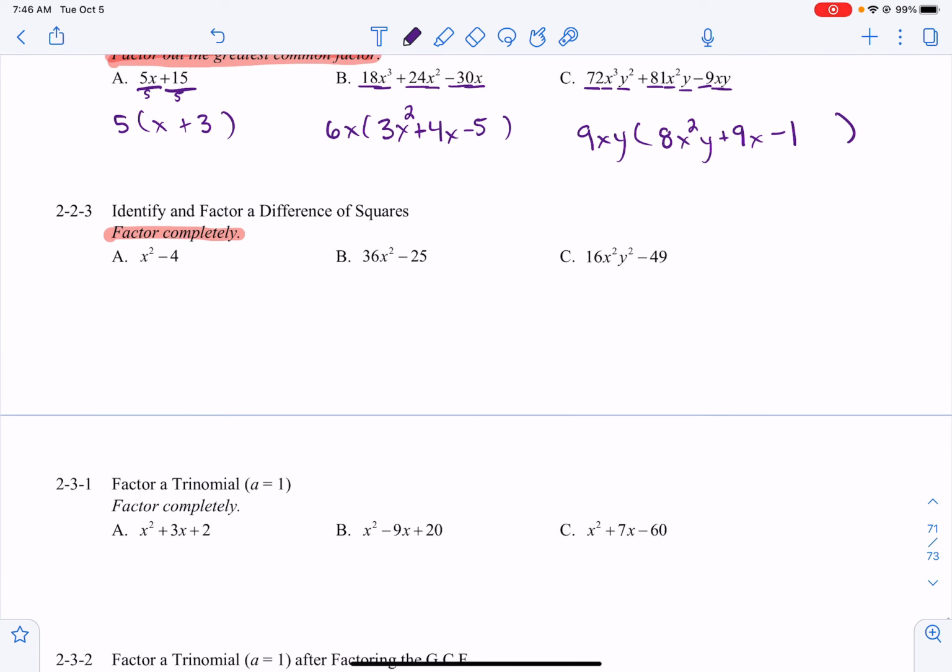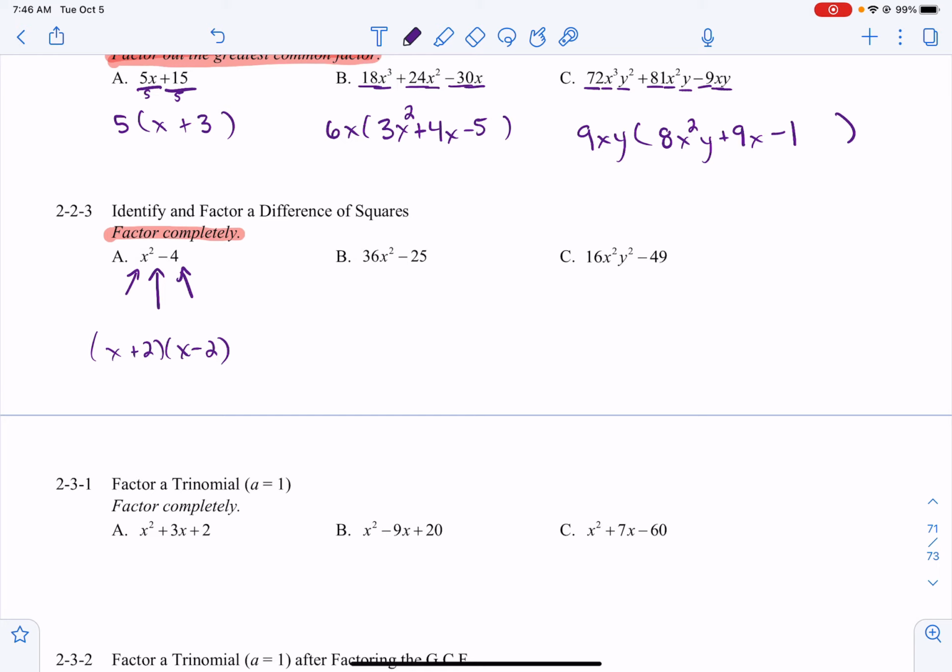Okay, 223. Factor completely. So these ones are nice because these are our shortcuts. Remember, when you see something squared in the front and a perfect square in the back, and most importantly, a minus in the middle, then my answer just becomes x plus 2, x minus 2. Because 2 times 2 equals 4, and x times x equals x squared.